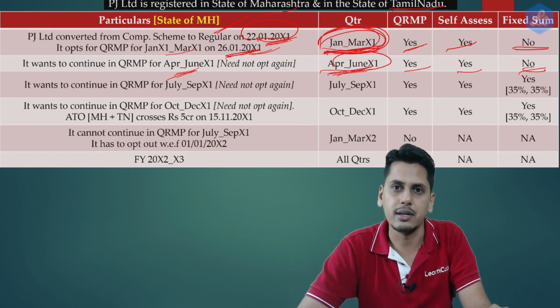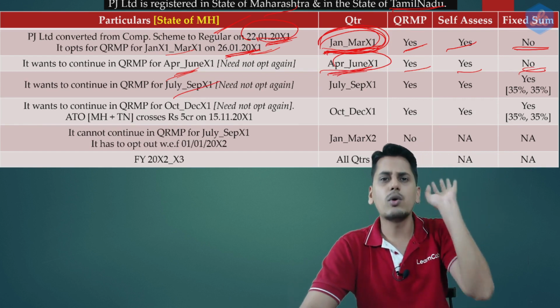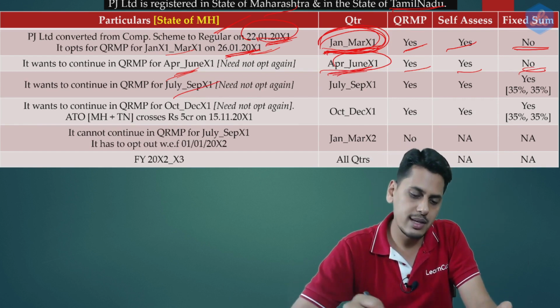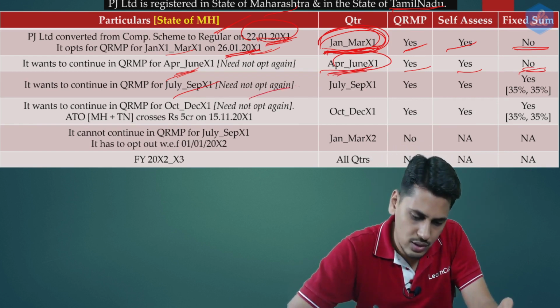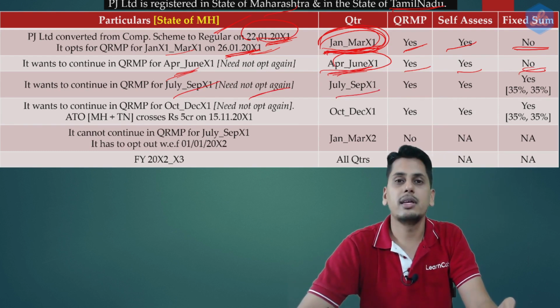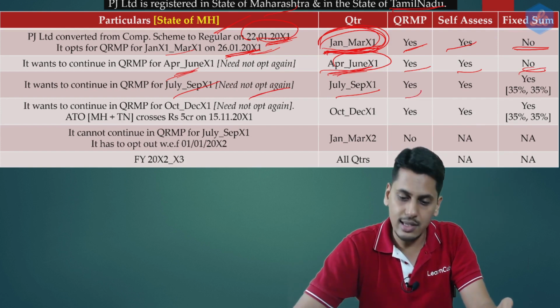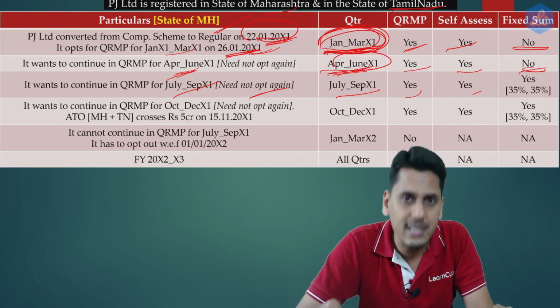Going further, July to September also it wants to continue under the QRMP scheme. Should he opt in again? The answer is no. He need not opt again. So July to September he can remain under the QRMP scheme. QRMP available, yes. Self-assessment available, yes. Whether fixed sum is available.